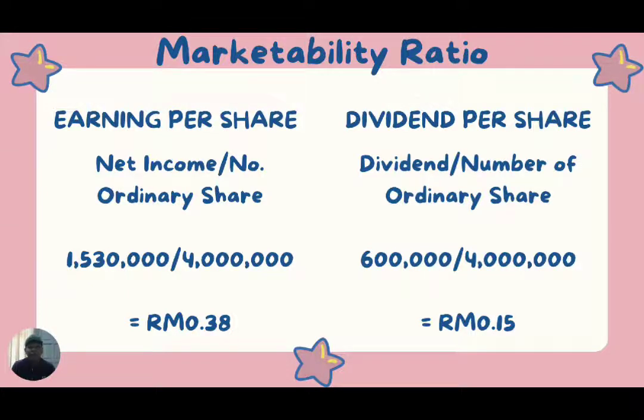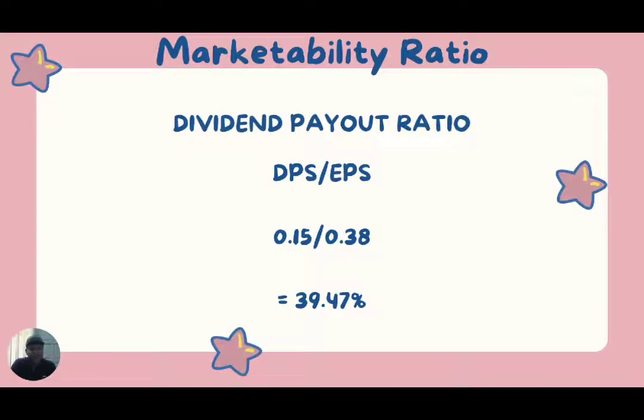Dividend per share is dividend divided by the number of ordinary shares, which is 600,000 divided by 4 million, equals RM 0.15. As for the last marketability ratio, the dividend payout ratio is dividend per share divided by earnings per share, which is 0.15 divided by 0.38, equals 39.47%.